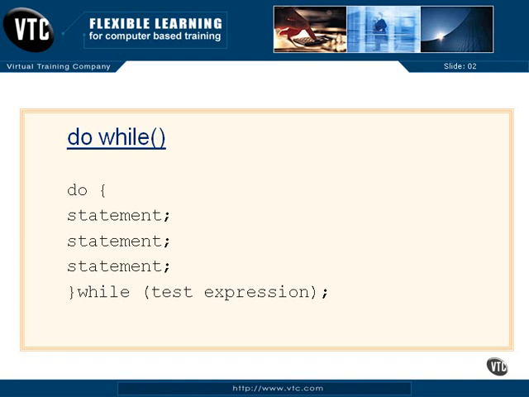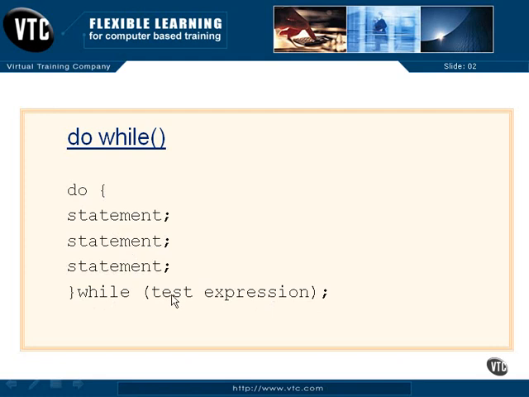So here you can see we have the do, an open brace, a number of statements to be performed, a closed brace, and then the while. Here's our test expression at the end of the do-while. So all of these statements are performed first, then the expression is evaluated.